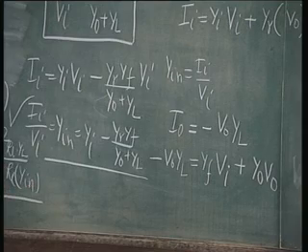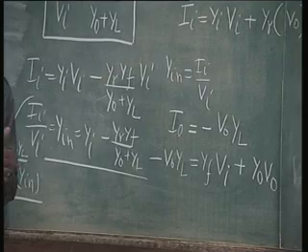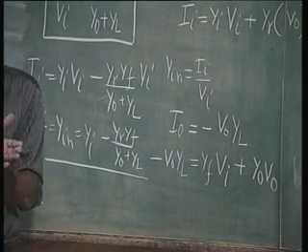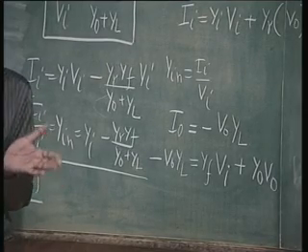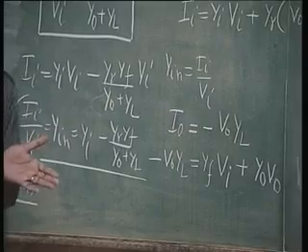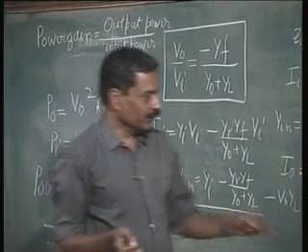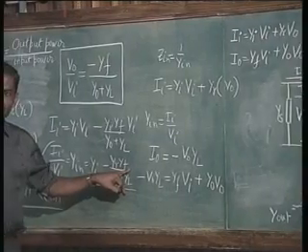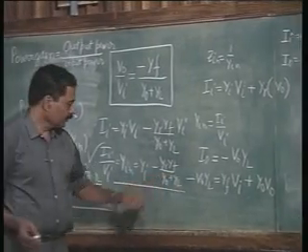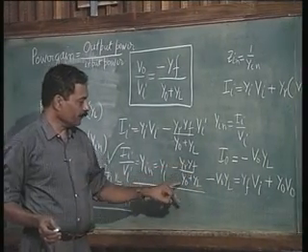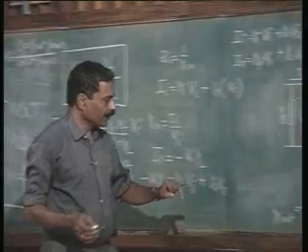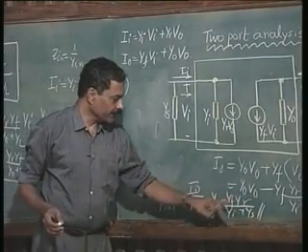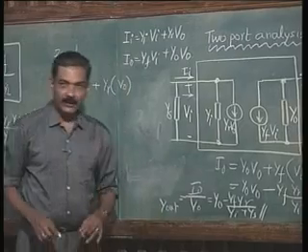And yr and yf also have to be replaced, but since they come as a product, it is of no consequence. It will always remain as yr into yf. So you can see yr into yf product is going to remain unaltered in this change. So yi minus yr yf by y naught plus yl is the input admittance, y naught minus yf by yr by yi plus ys is the output admittance.